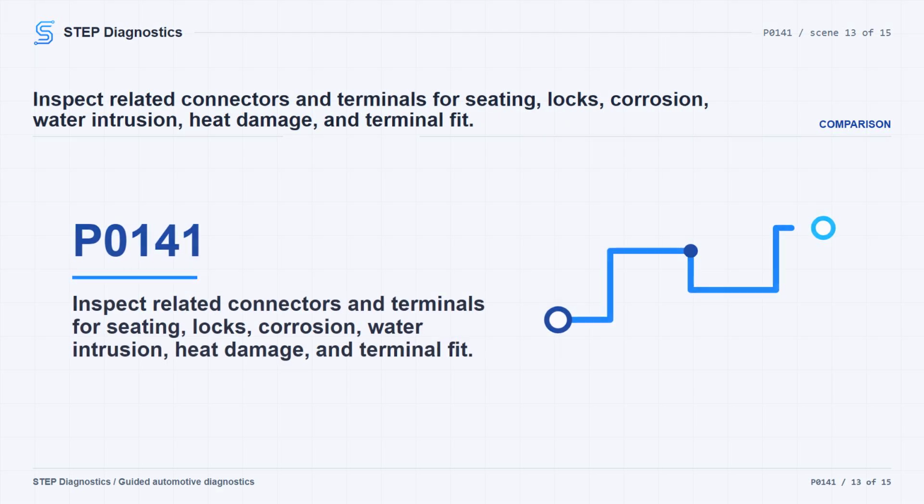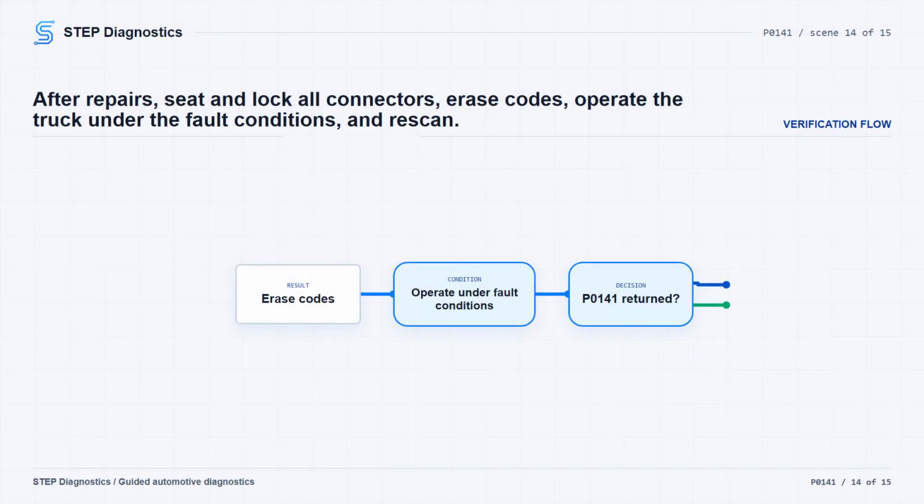Repair any conditions found. Then reconnect the PCM connectors, inline connectors if equipped, and component connectors, making sure everything is fully seated and locked. Erase the codes, test drive or operate the vehicle under the operating conditions for the fault, and read the codes again. If P0141 returns after those checks, replace and program the PCM using the proper programming process, then verify the repair. If the code does not return, finish the poor connection repair path and verify the repair.